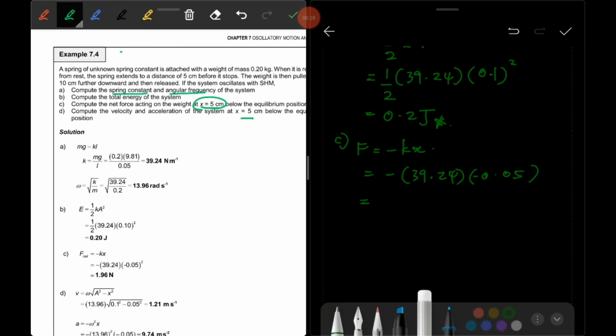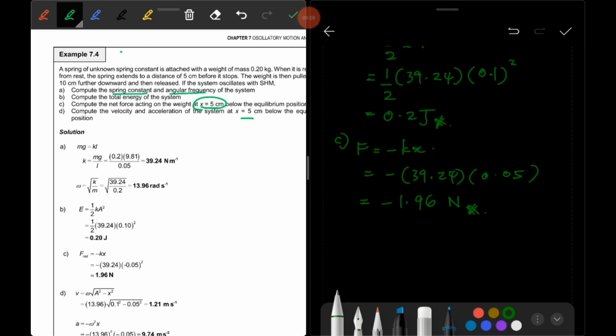Never mind, if you don't want to put this sign, it's also okay. So try to calculate, 39.24 times 0.05. F is equal to kx, which is 1.96, minus 1.96 Newton. This is the net force acting on the weight at x equal to 0.05 meter.